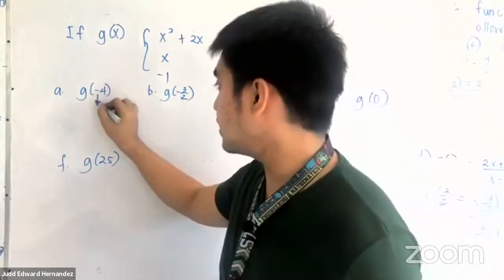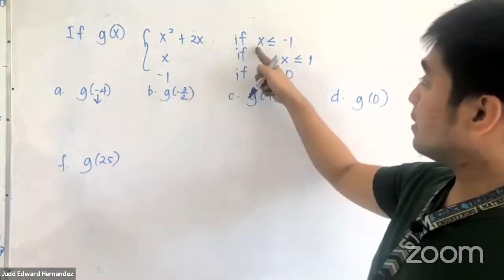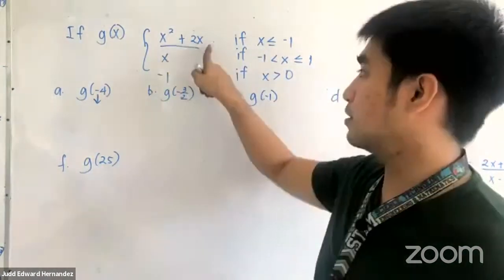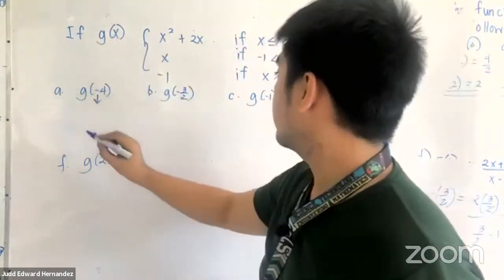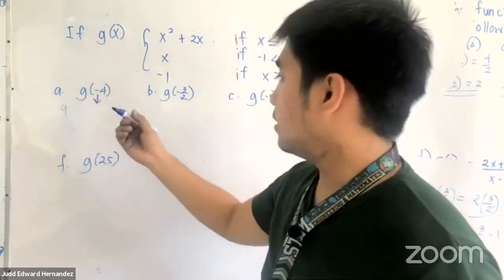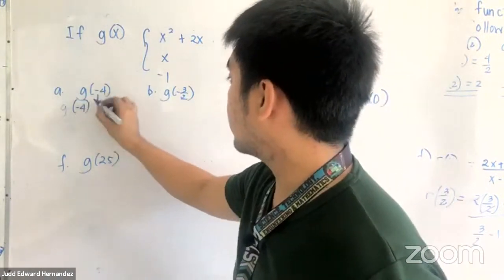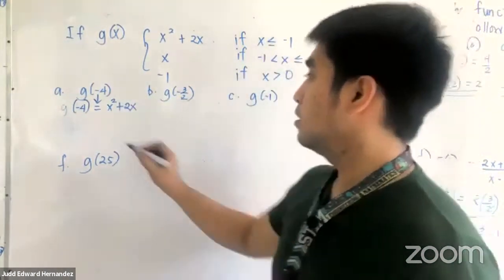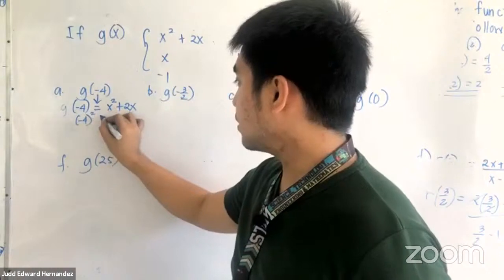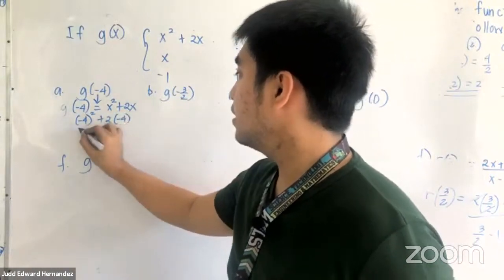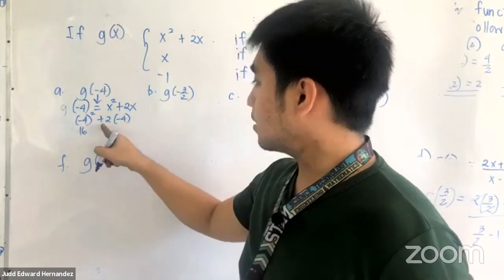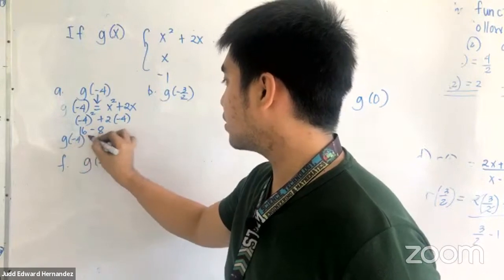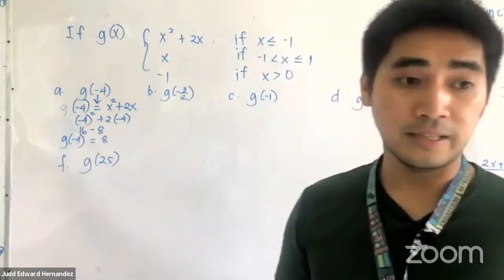So saan ba magpo-fall si negative 4? Negative 4 is less than negative 1. Therefore, we will be using x squared plus 2x for this one. Let us now evaluate g of negative 4: negative 4 squared plus 2 times negative 4. Negative 4 squared is 16, and 2 times negative 4 is negative 8. 16 minus 8, therefore g of negative 4 is equal to positive 8.